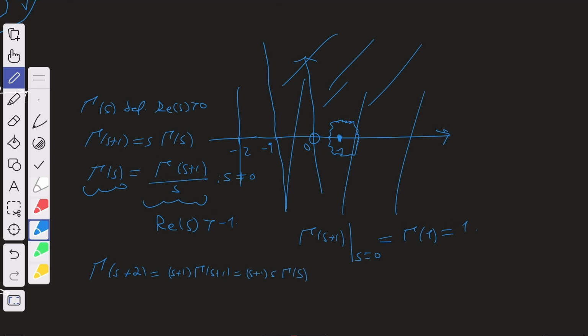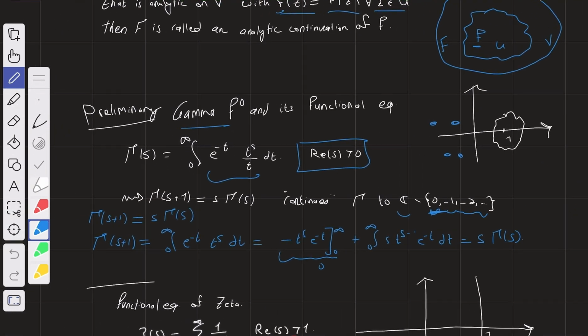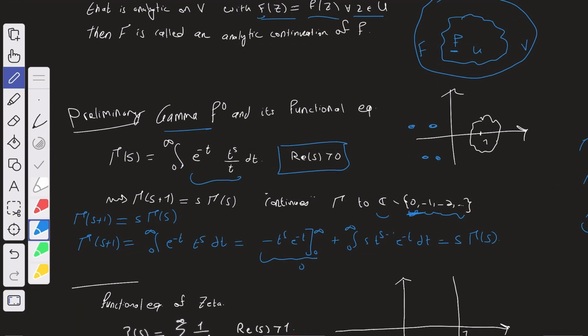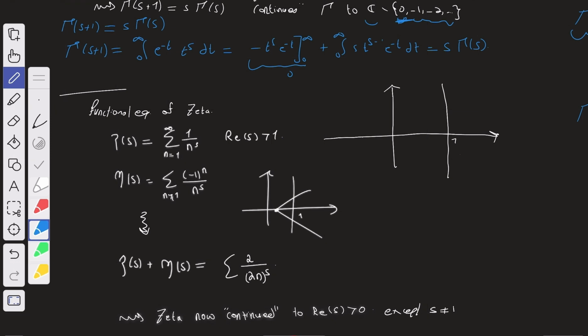And in this way, you can define gamma of s to be gamma of s plus 2 over s times s plus 1. So the right hand side is defined for the real part of s strictly bigger than -2, except for poles at s equals 0 and s equals -1. So in this way, we may analytically continue the gamma function to the whole complex plane except the negative integers and s equals 0. So now we're ready to prove the functional equation of zeta.